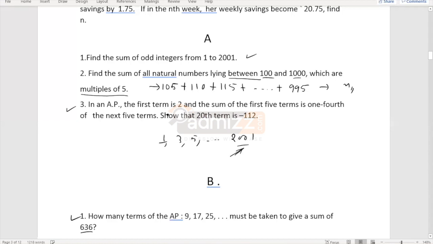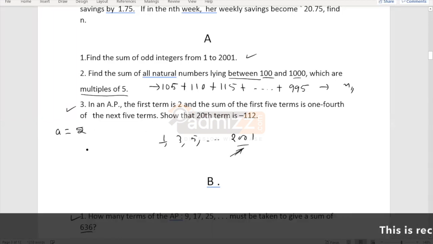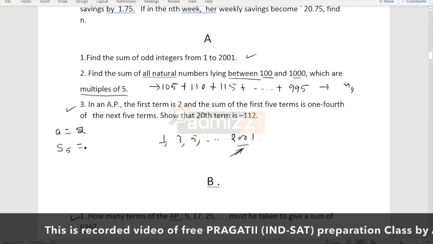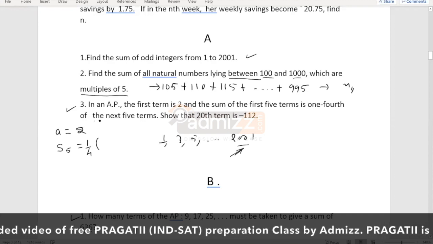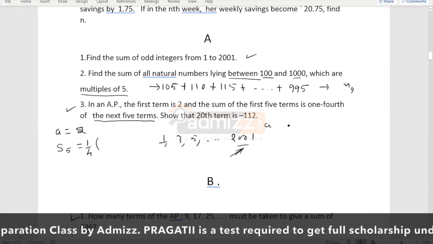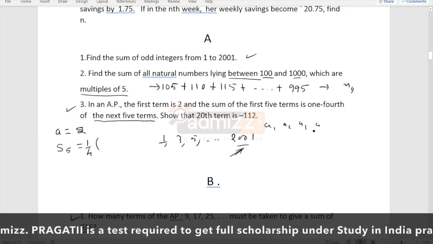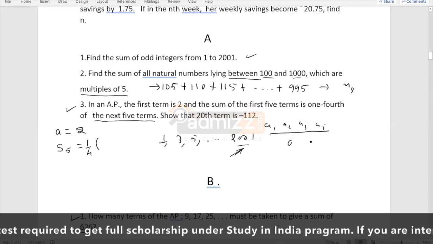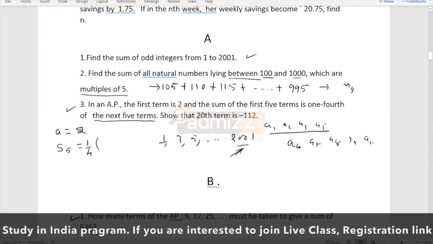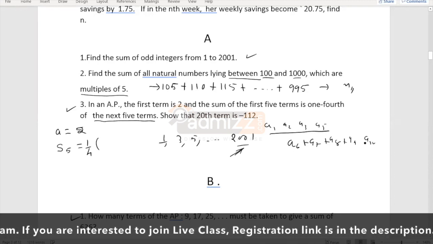In arithmetic progression, first term is 2. So you have to write it this way: first term is given, 2, and the sum of the first 5 terms, S5, is 1/4 of the next five terms. Next five terms means what? So you can see A1, A2, A3, A4, A5. This is given. Now after this A6, A7, A8, A9 and A10. This sum is given.